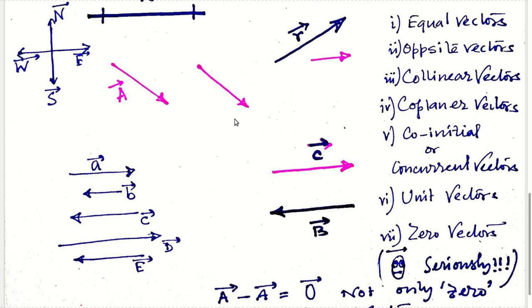If any vector has a magnitude 1, in the FPS system it has a magnitude of 1 foot. If we are talking about the MKS or SI system, it has a magnitude of 1 meter. In the CGS system, it has a magnitude of 1 centimeter. So the magnitude is unit or 1, and it has a direction, it is called a unit vector. We will learn more about unit vectors when we learn the 3-dimensional, 2-dimensional or 1-dimensional axis, in the upcoming lectures.